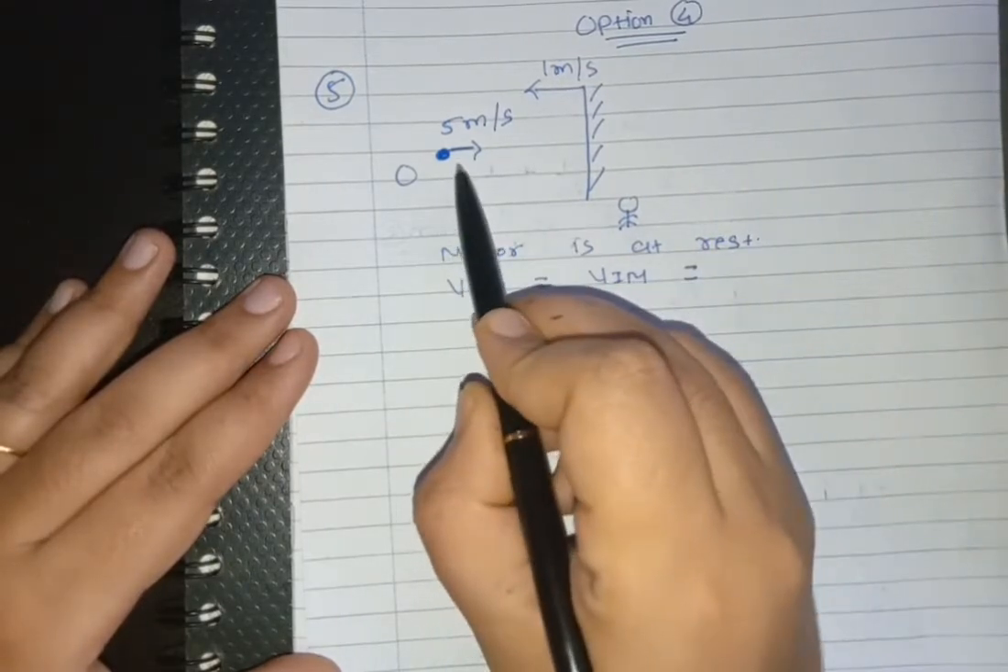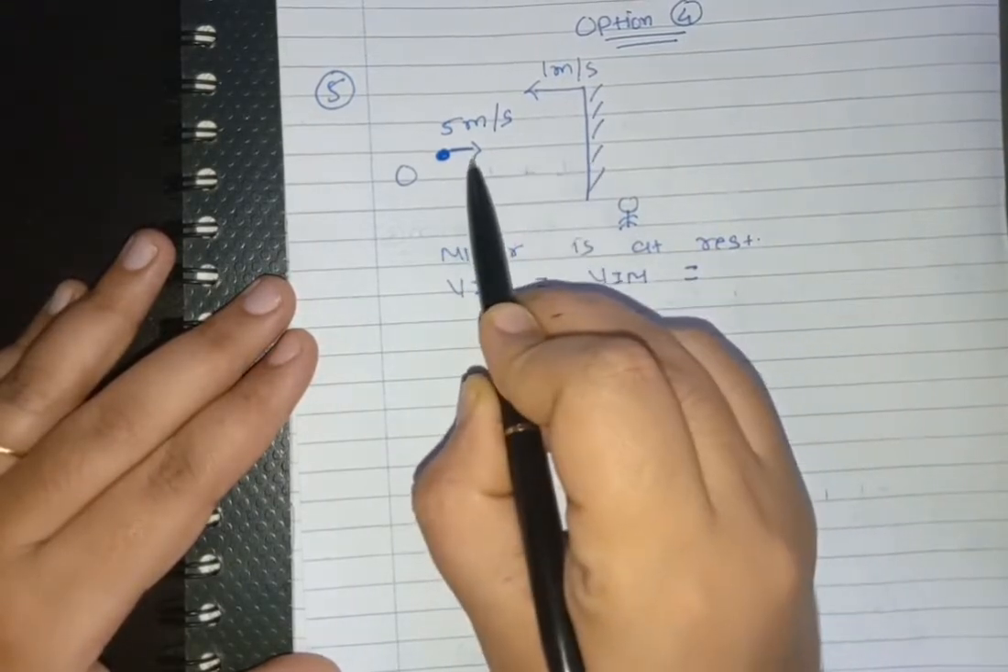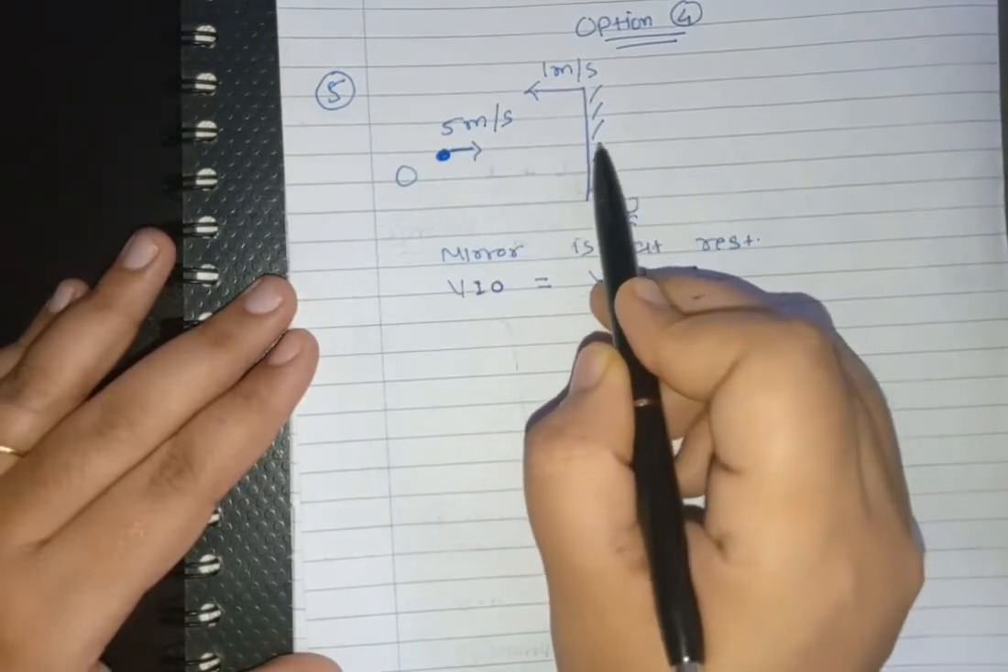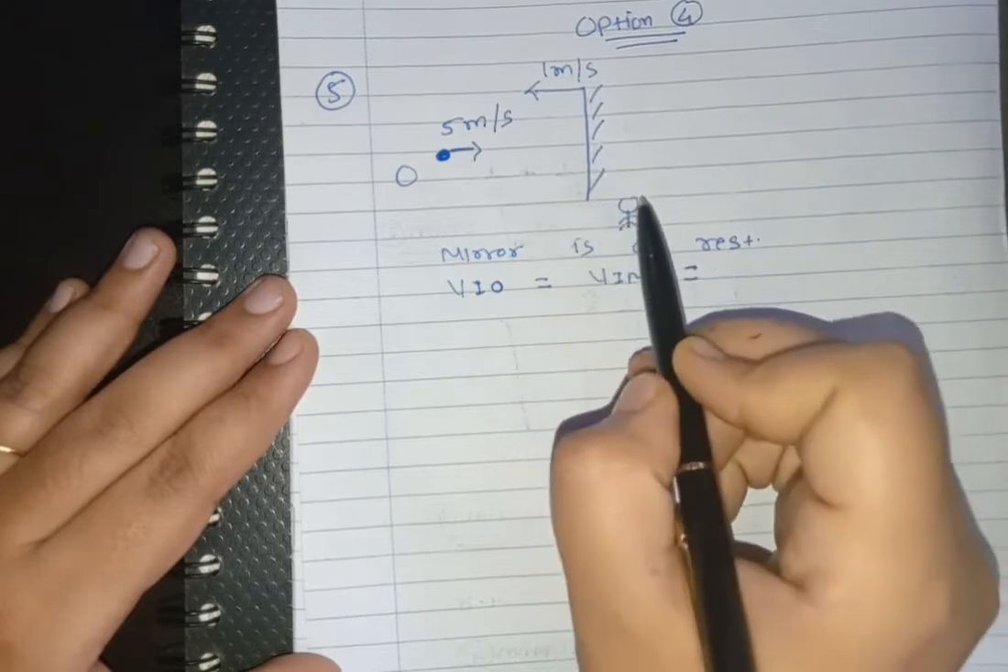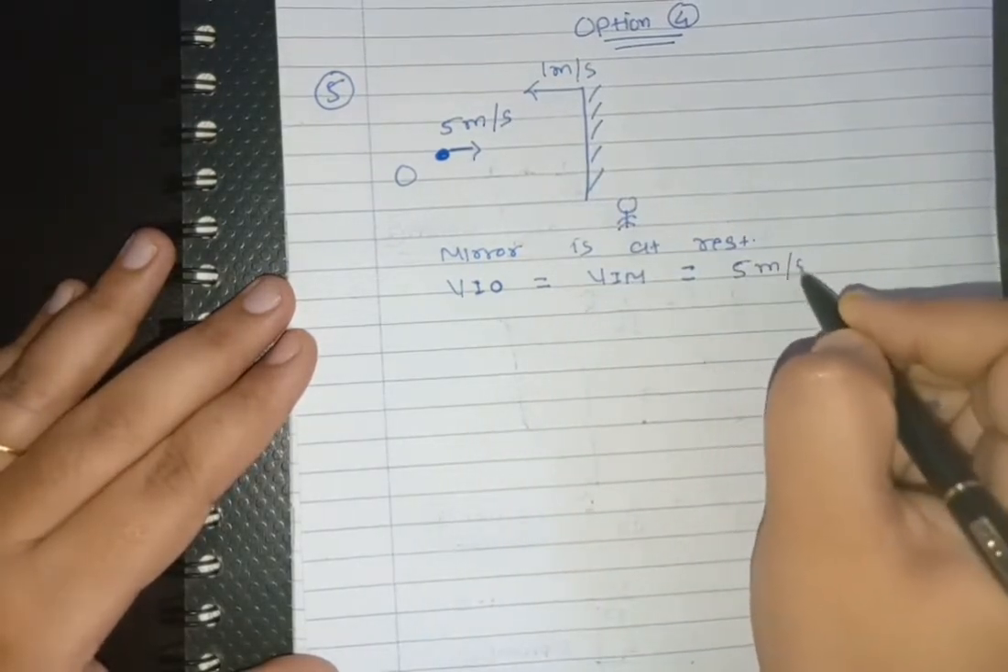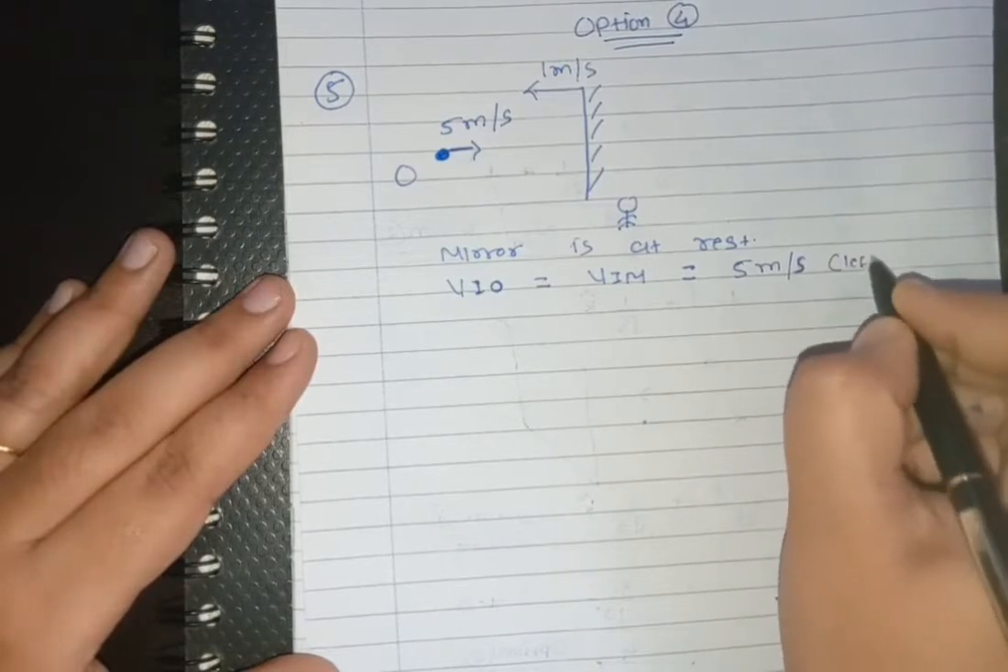Now object is moving towards mirror with speed 5 meter per second. So velocity will be approaching mirror with same speed 5 meter per second. So this will be 5 meter per second and it will be in left direction.